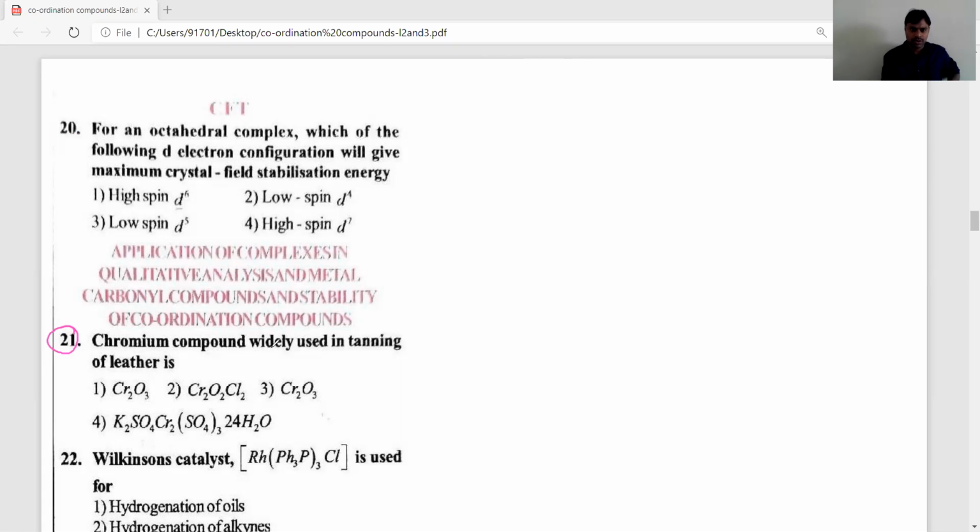Question 21: the chromium complex widely used for tanning, K2SO4 potassium sulfate and chromium sulfate 4H2O. It is an alum. It is a double salt.